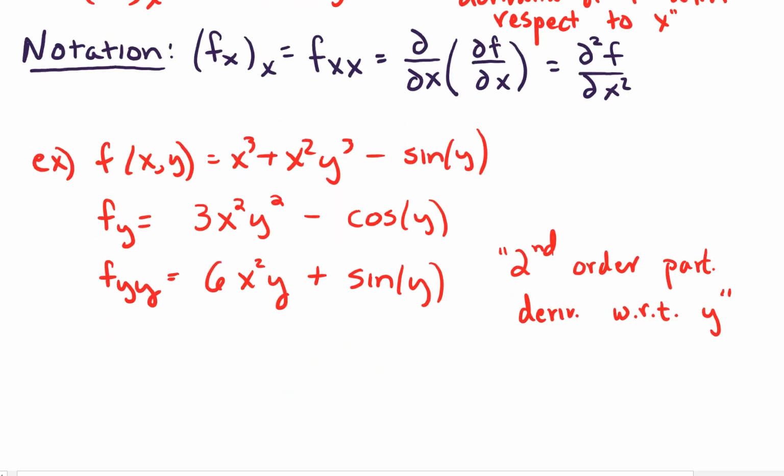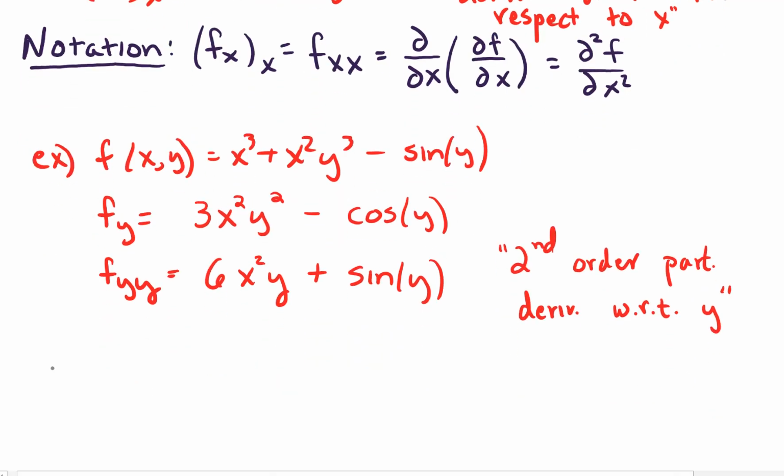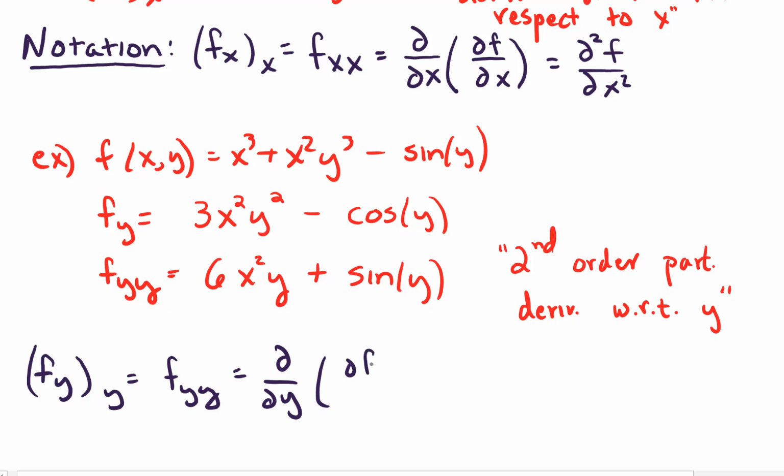And you might be wondering, well, can we mix it up? Can we do partial derivative with respect to x and then with respect to y, or the other way around? And we will get to that in a minute. I'd like to finish the notation here. So we've got the second order partial derivative with respect to y, and the notation for that very much mirrors what we saw for the second order partial derivative with respect to x.